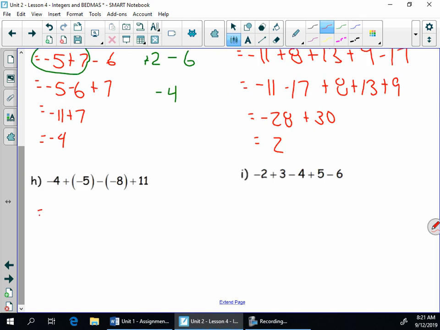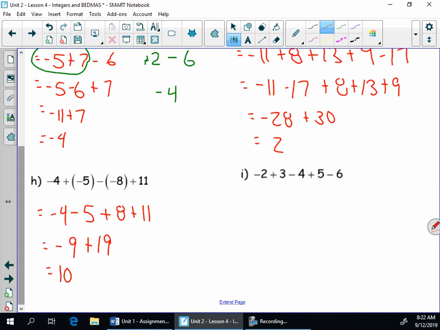And try the last two yourselves. See if you get the right answer. I got -4 plus minus. Oh, it's going to be a negative. Minus minus, it's got to be a positive. And 11. Ooh, they're all in the right order. Perfect. So I got -9 and +19. And those are different by 10, and 19 is bigger, so it's a positive.